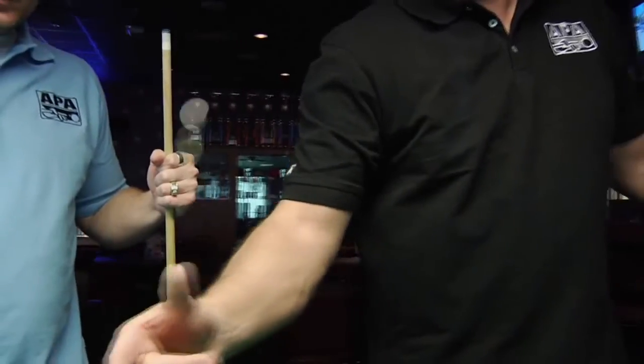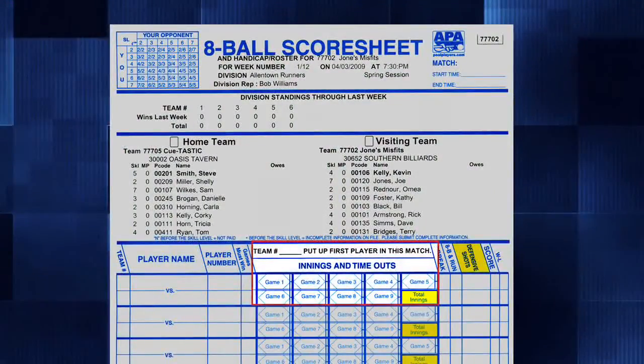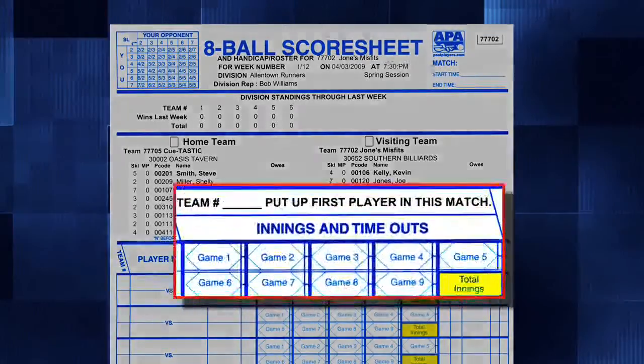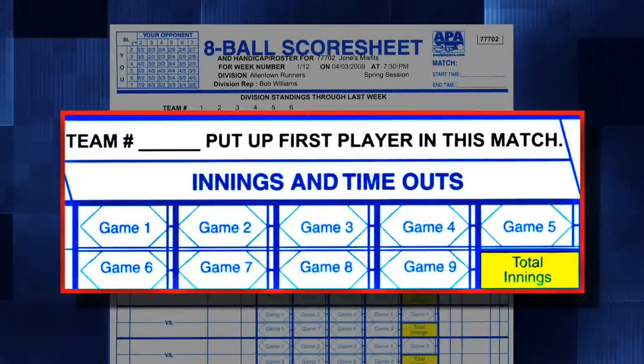After the coin toss, it is decided which team must declare the first player. Then place that team's number, in this case Joe Jones's team, in the space provided. This will help you remember which team chooses first in the remaining matches. For the remaining matches, the teams will alternate who puts up the first player.